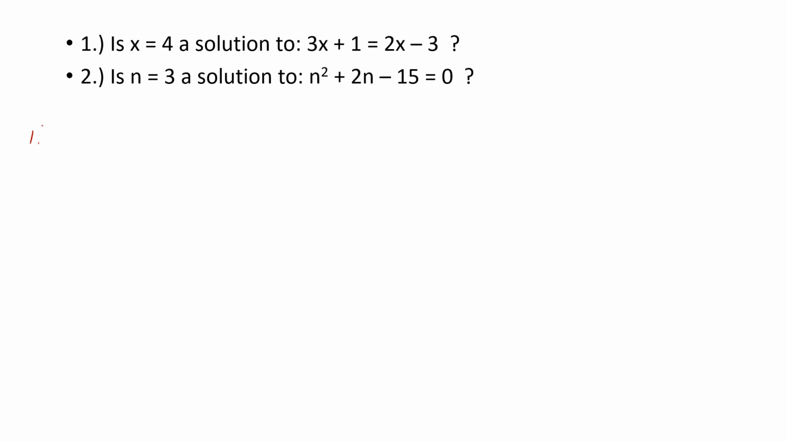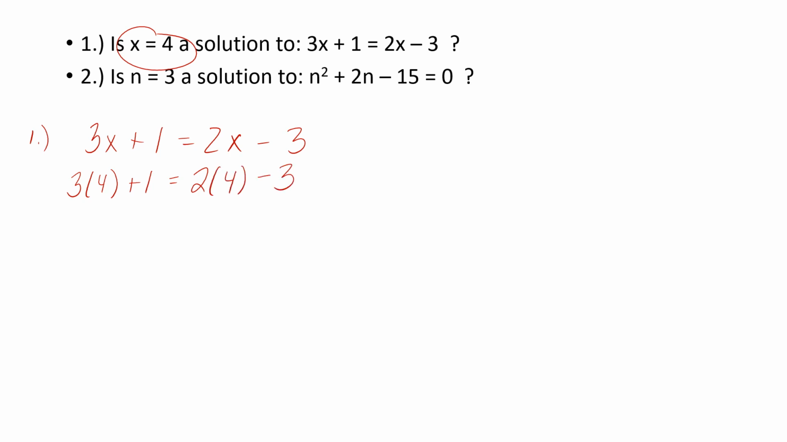So for number one, we are given the equation 3x plus 1 equals 2x minus 3. And we're given x equals 4 as a possible solution. So we have not done any algebra work to get x equals 4. Just somebody hands it to us and says, hey, is this a solution? So we know that a solution is the value of the variable that will make the equation true. So what we do is we plug the 4 in, and we plug it in everywhere we see an x.